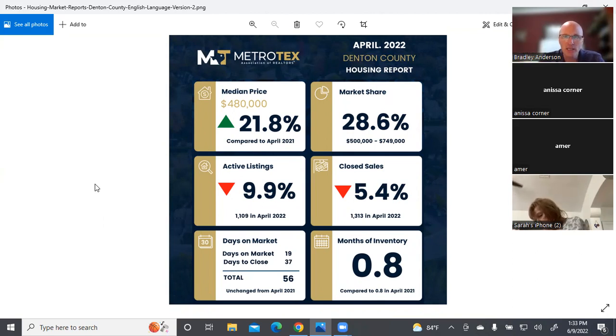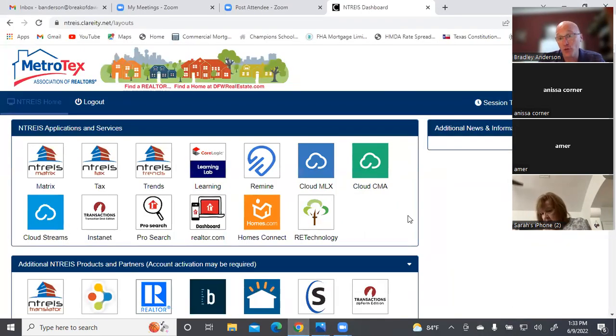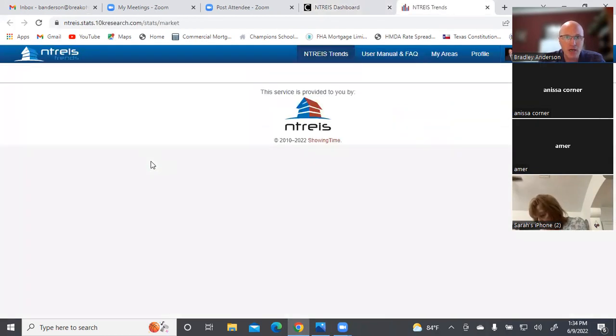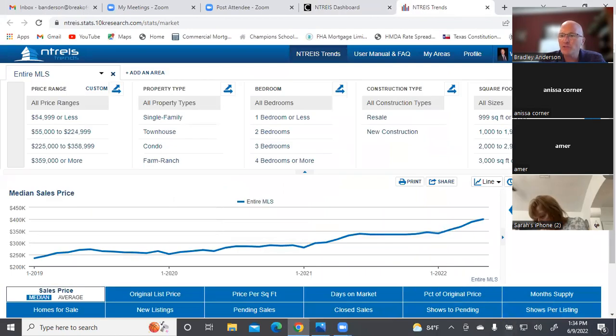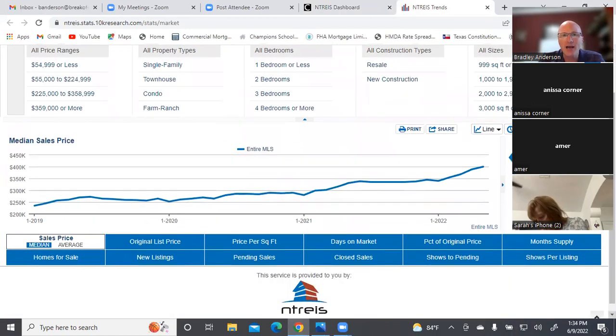Let's go to the MLS for North Texas, and I'm going to walk you through a couple of things. If you are a member of this MLS, you have a trends icon, and the trends will give you a snapshot of really any material statistic that you could ever want without going overboard. You see here sales price, original list price. I review this each month, days on market, percent of original price. And so you can grab this at any point.